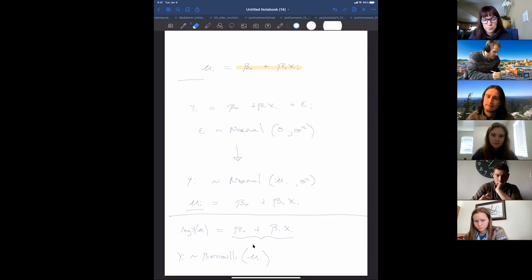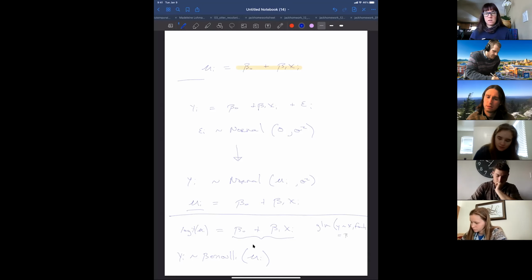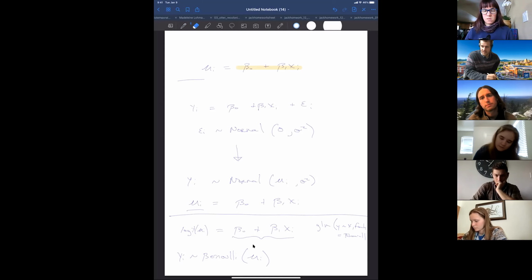And to fit this in R, we would say glm, y tilde x, family equals binomial. And it'll give us estimates of beta 0 and beta 1. It won't give us estimates of the probability of success. We have to know how to get those ourselves.